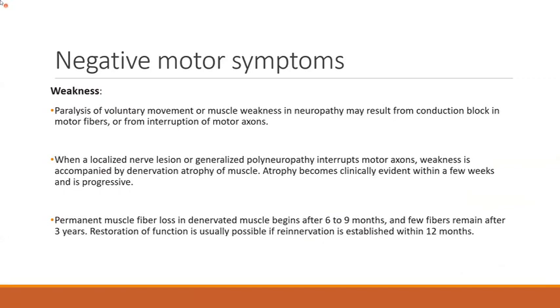So when there is a polyneuropathy, the weakness is accompanied by atrophy of the muscles. Atrophy becomes evident within a few weeks and is progressive because the cell bodies are trophic to the muscles also. So when the connection with the muscle is lost, the muscles will atrophy. The permanent muscle fiber loss in denervated muscle begins after 6 to 9 months. So if regeneration takes place within this time, the muscle can survive. Otherwise, only a few fibers remain after 3 years.